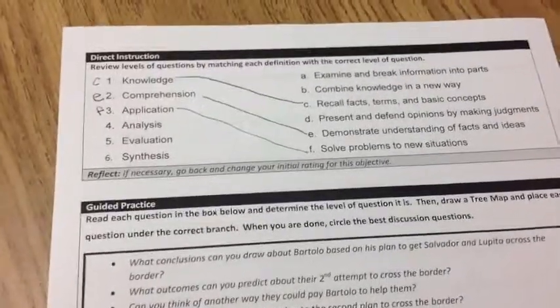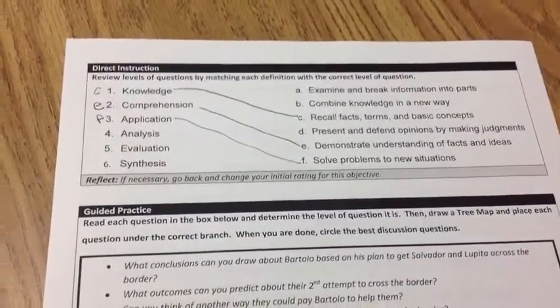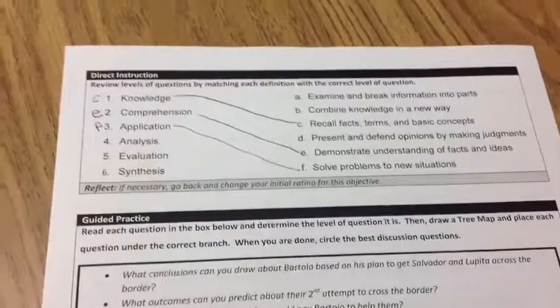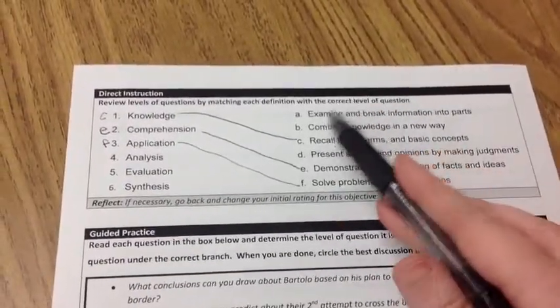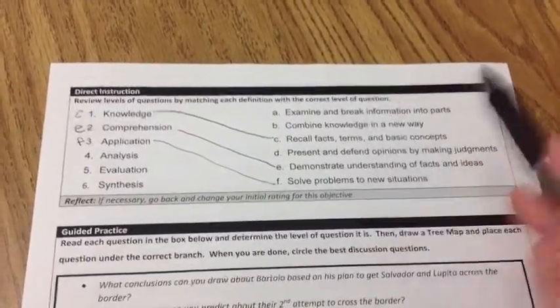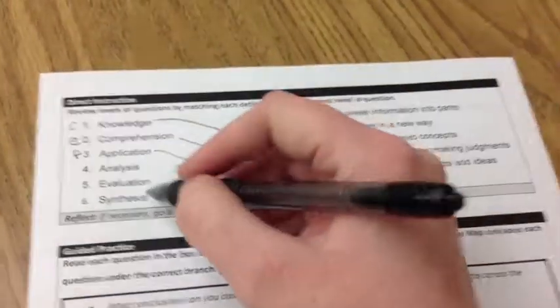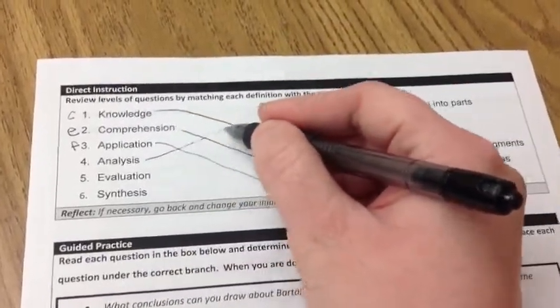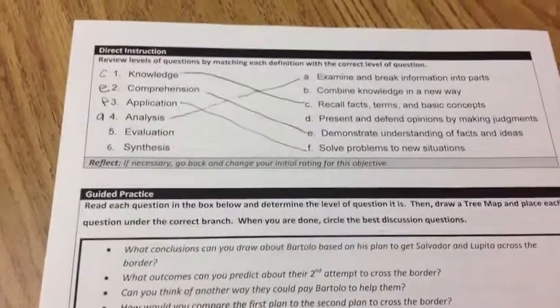Term 4 or level of question 4 is analysis. Analysis is when you have to really look closely and think about the different pieces of information. So if you look at A, it says examine. Oh, examine means to look closely and then break information into parts. So that's looking at different pieces. Excellent. That is definitely the definition. So I'm going to draw a line from analysis to A. And then I'm just going to write A over here so I know that's the correct answer.